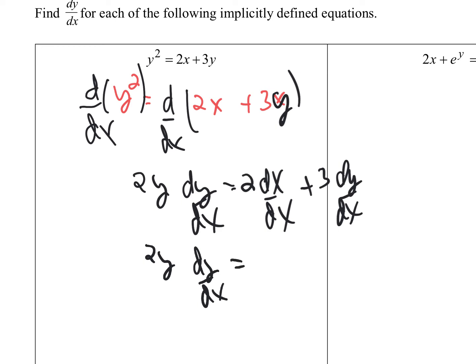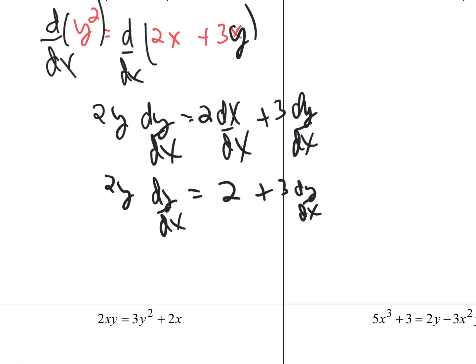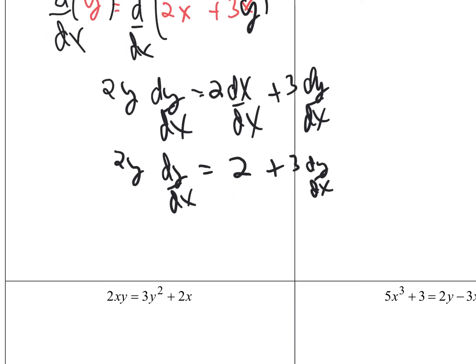That is why this just turns into equals to a 2 plus a 3 dy dx. Now I'm not done because I have to solve for dy dx. Move everything to one side that has a dy dx. 2y dy dx. Move the 3 dy dx to the left equals to 2.